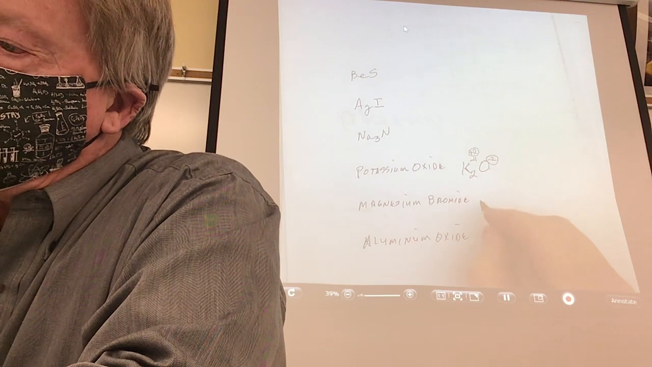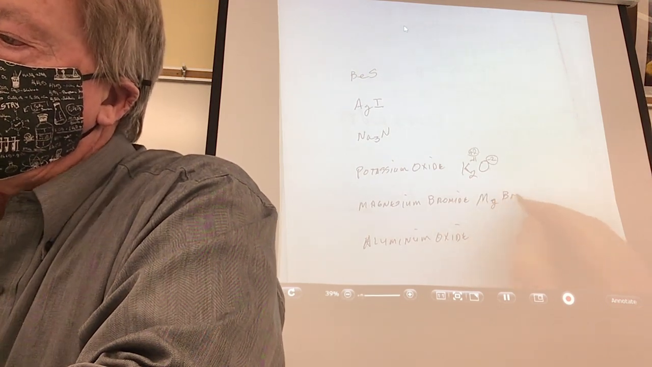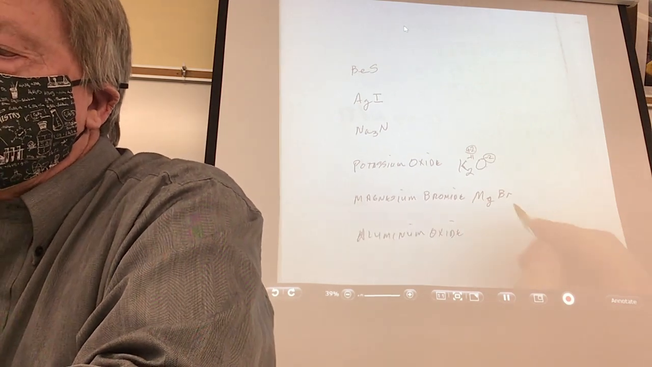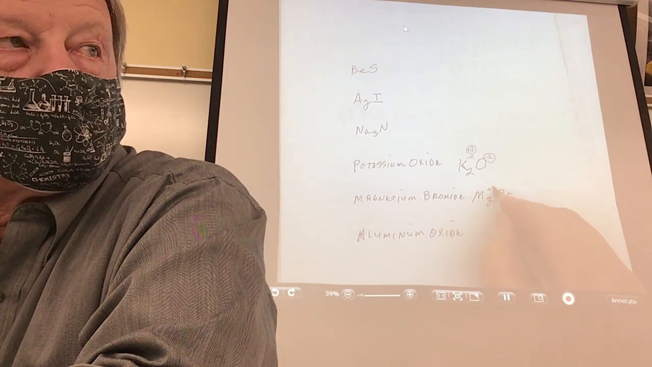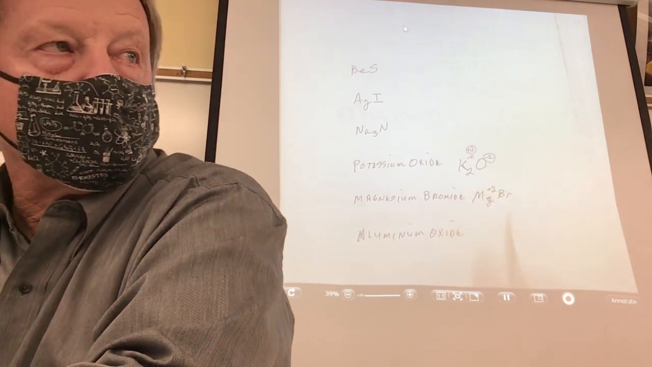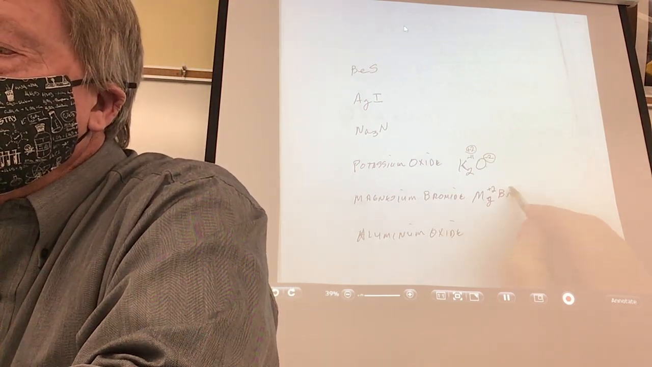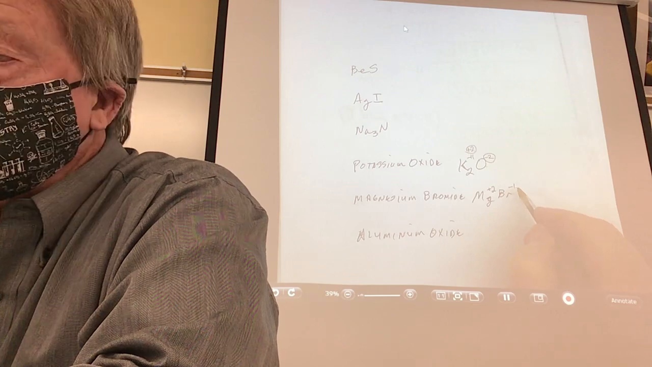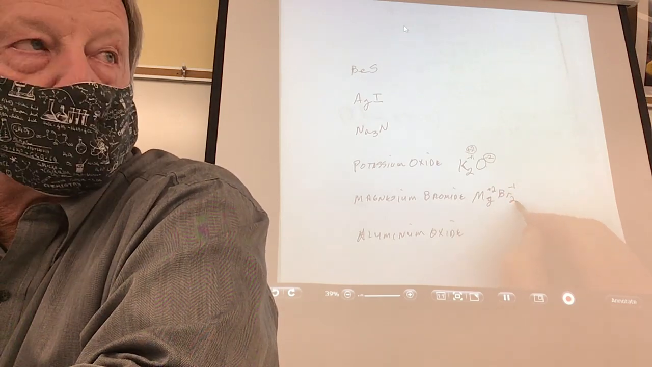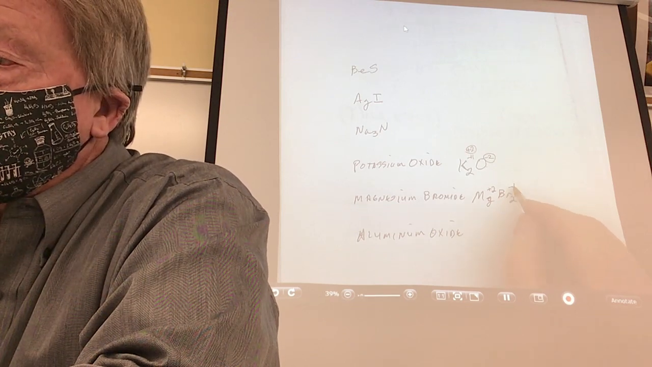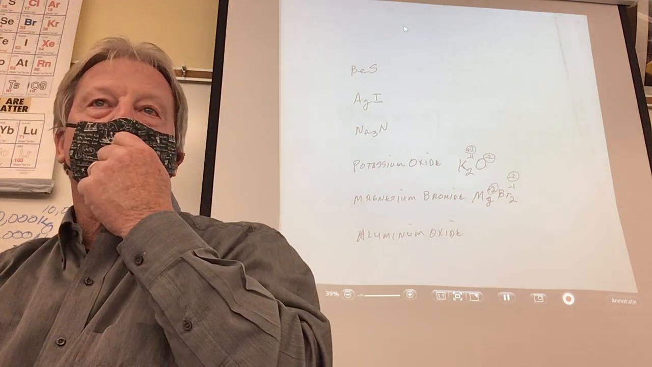Madison, help me out on the next one. Mg and Br, right? What's the charge on magnesium in a compound? +2. Okay, what about bromine? -1. But that's not going to work out. So what are you going to do? If each bromine's -1, you have 2 of them, that's -2. -2 and +2, that's a compound.